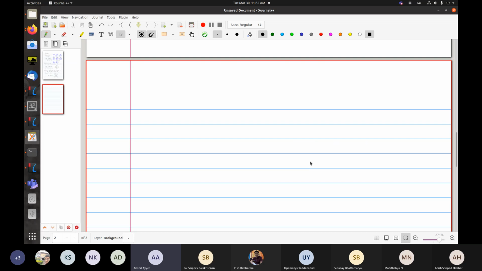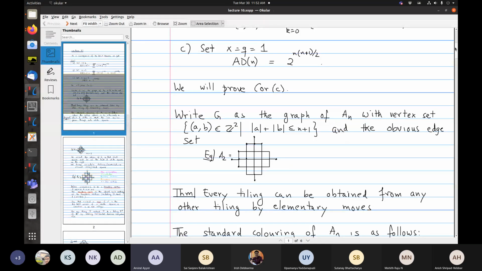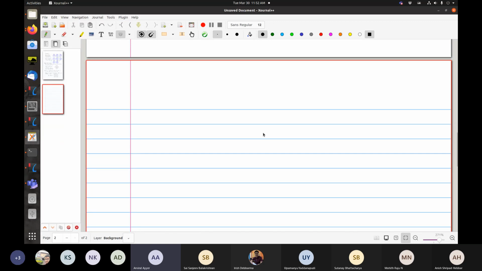Right. So now today I want to prove the formula that I stated last time, which is this one: that the number of tilings of the Aztec diamond of size n is 2 to the n times (n plus 1) over 2. Okay, so before we go there, let me remind you. So recall.